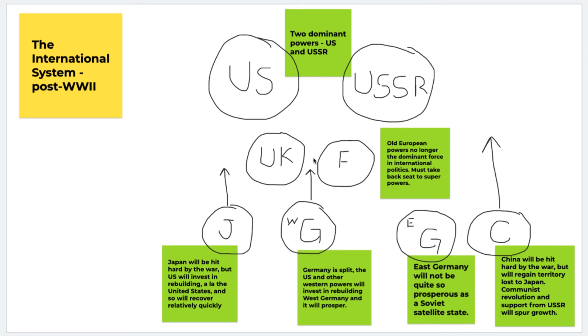These old European powers are no longer the dominant force in international politics, and so they kind of take a back seat to the superpowers. And we see an interesting kind of flip in international relations. So when the US first arrived on the scene back in the 18th century and the early 19th century, we look at something like the War of 1812, the US made the argument that we should be allowed freedom of the seas and free trade and stuff like that.